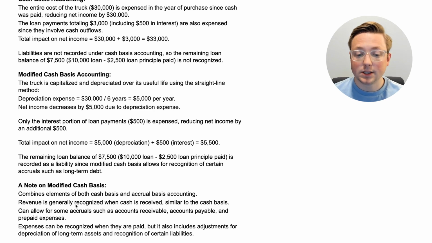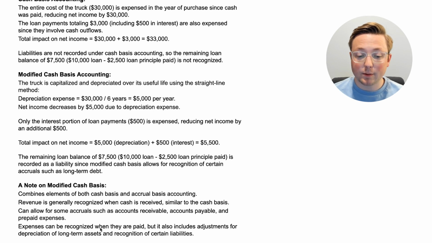Revenue is generally still recognized when cash is received, similar to cash basis. So when you receive cash, that's still typically when you would recognize the money. And that is different than accrual, which is why this is not accrual accounting, but it's kind of close. Now, the big difference between modified cash and cash accounting is that with modified cash accounting, you can allow for some accruals, such as accounts receivable sometimes, accounts payable, and prepaid expenses.